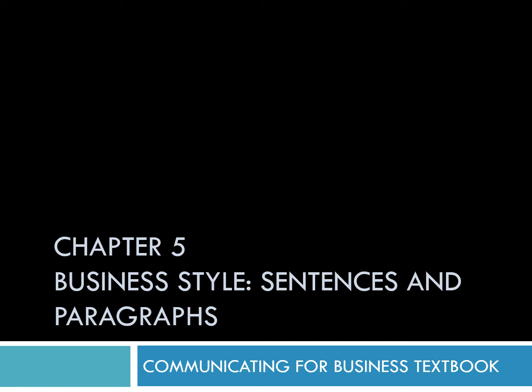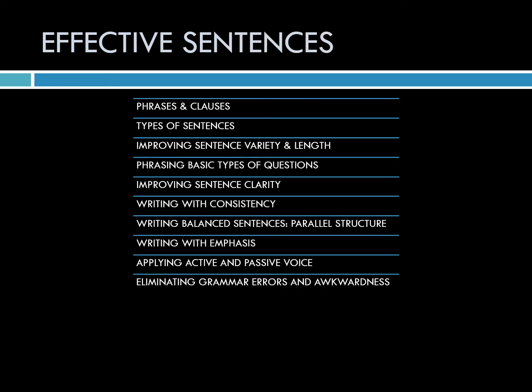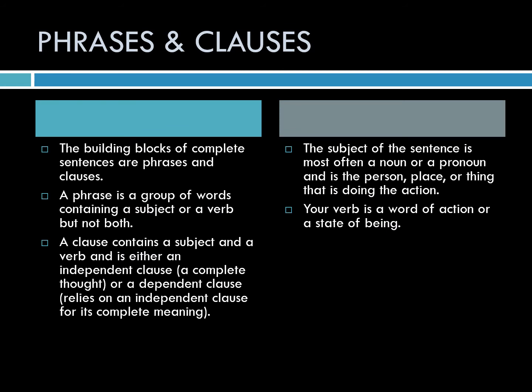This is just a breakdown of chapter number 5 from Communicating for Results by Carolyn Meyer. The objectives for this chapter are effective sentences and effective paragraphs. This is just a breakdown of the effective sentences portion. It's the longer of the two. It begins with phrases and clauses.